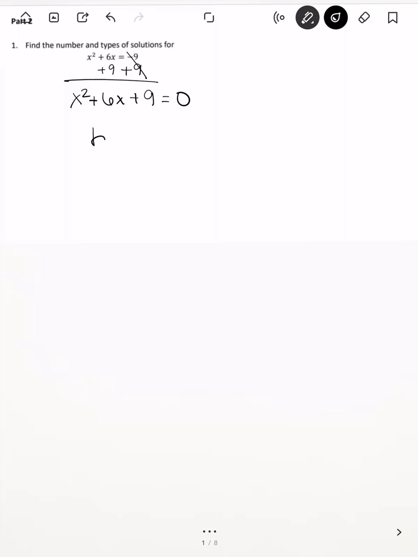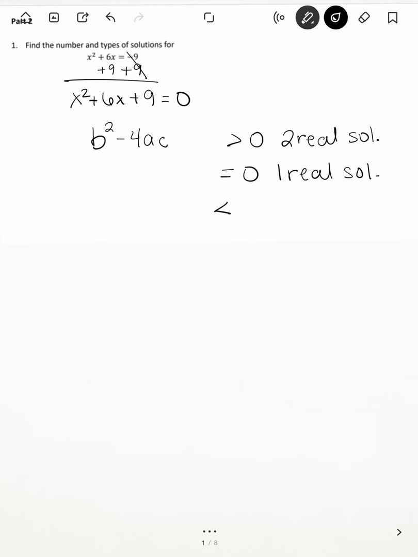To do this, we use our discriminant, which is b squared minus 4ac. Okay, so from here, remember, if b squared minus 4ac is greater than 0, we have two real solutions. If it is equal to 0, we have one real solution. And if it is less than 0, we have one complex solution, which is also non-real. So complex and non-real mean the same thing.